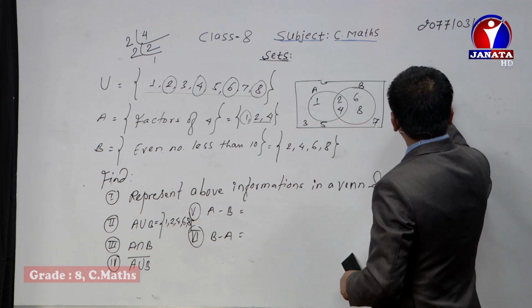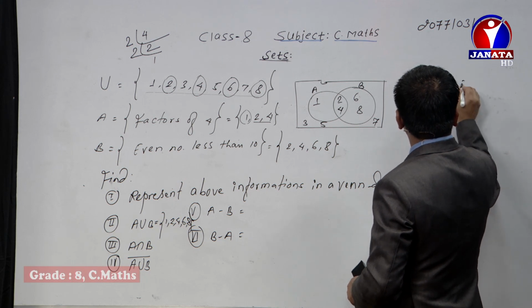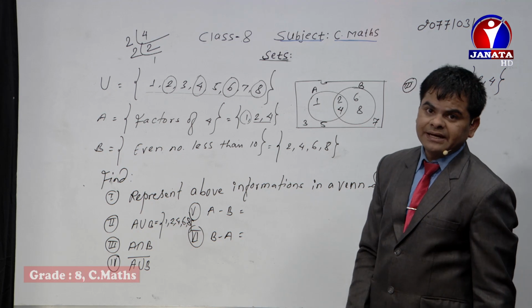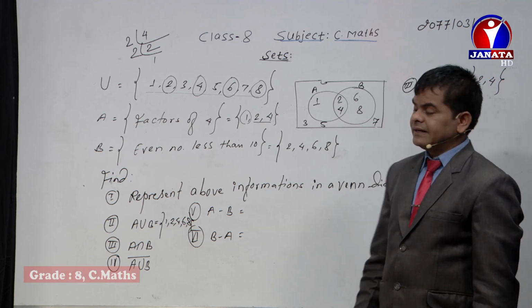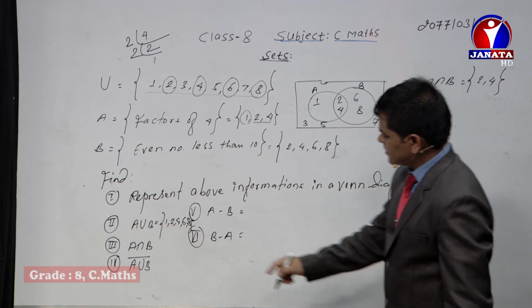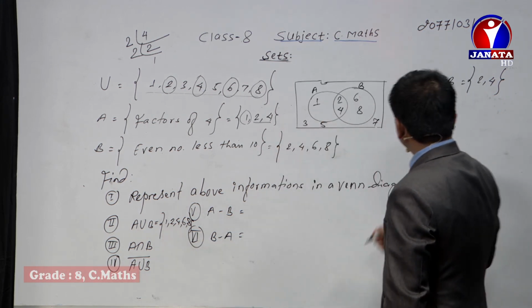That's why they are represented by A intersection B as 2, 4. So the answer of A intersection B will be 2, 4. Now, dear students, let's go to another one, number 4. In case of number 4, I have written there A union B.